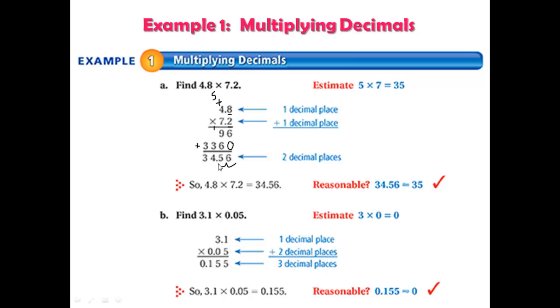If we estimate this, we can say that 4 and 8 tenths is about 5, and 7 and 2 tenths is about 7, and 5 times 7 is 35. And our answer is very close to 35.